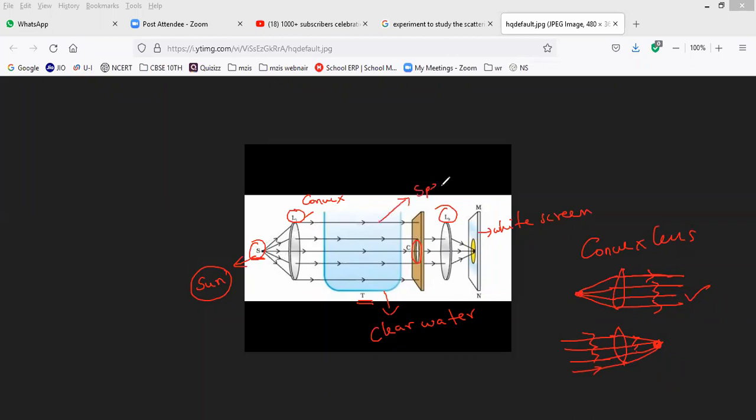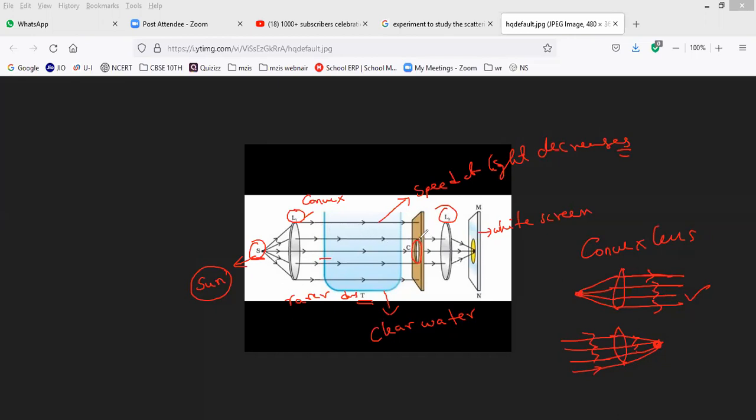Is it yes or no, guys? The speed of the light decreases. Why does the speed of the light decrease? Because it is entering from rarer to denser. Very good. It is entering from rarer to denser. Now, are you seeing any scattering of light here? Just the light is traveling.